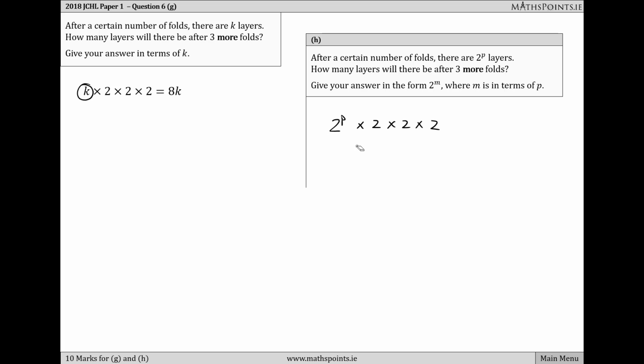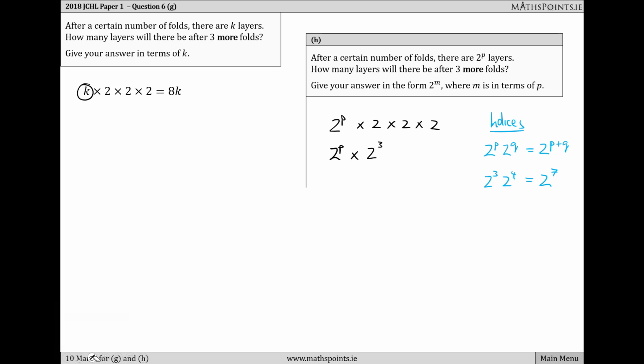Now we're going to use the rule of indices here to tidy this up. So we have 2 to the power of p, and then multiplied by 2 by 2 by 2, which is 2 cubed. And one of the rules of indices tells us that if we have the same base number, so for example 2 to the power of p, and then we multiply that by another number which has the same base, so 2 to the power of q, the rule is that we keep the base 2 and we add the powers, and p and q would be p plus q. And to give an easier example that would have numbers, if we had 2 to the power of 3 multiplied by 2 to the power of 4, that would be 2 to the power of 3 plus 4 is 7.